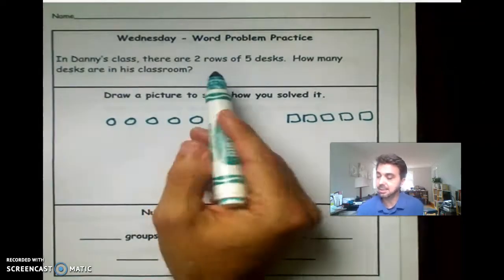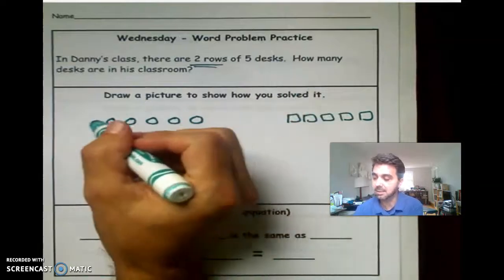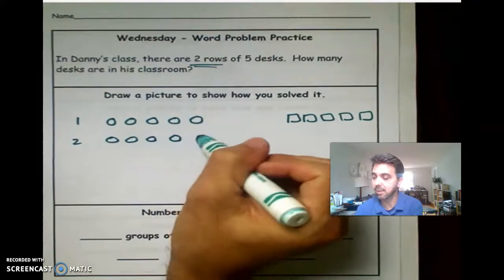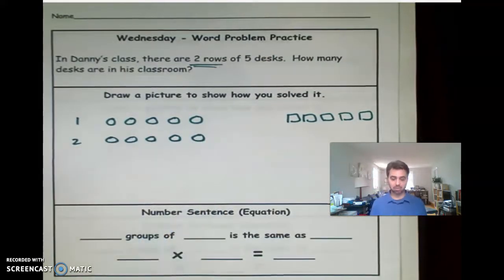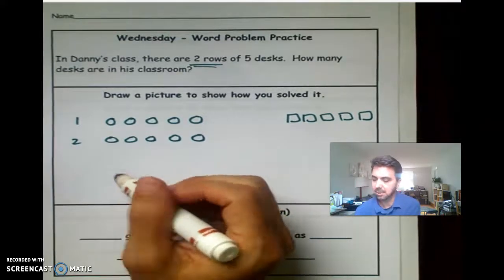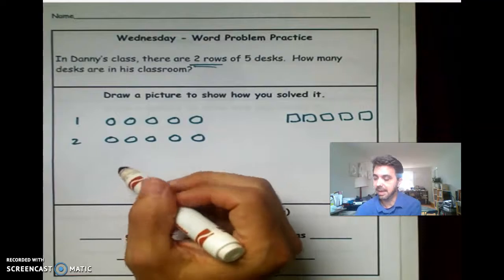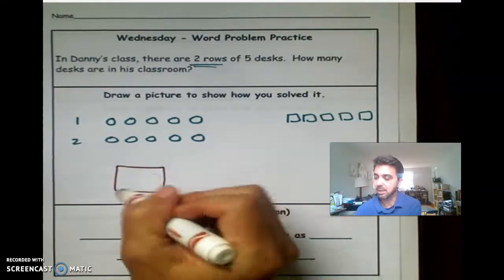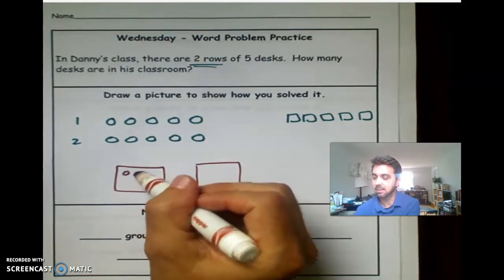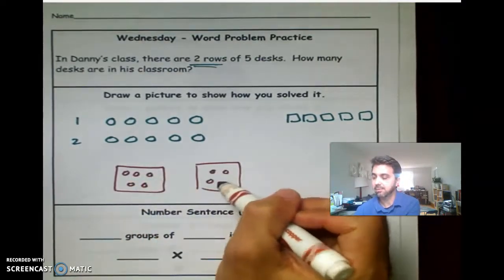But it says there's 2 rows of 5 desks. This is 1 row right here. I'm going to draw another row. 1, 2, 3, 4, 5. So that is 2 rows of desks. This is kind of similar to our sets. If we were to draw 2 sets, 2 groups of 5, we would have 1 group here, another group here, and we would have 5 in it. So we would have 1, 2, 3, 4, 5, 2, 3, 4, 5.